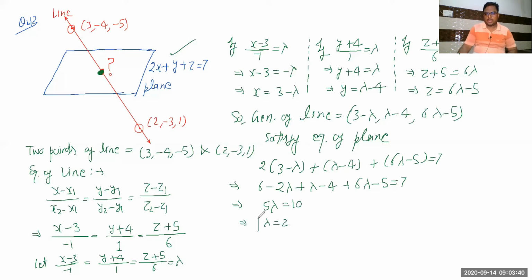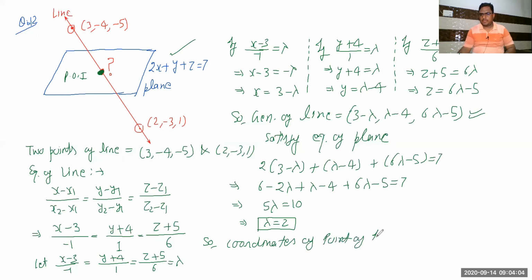So we have got a specific value of lambda, which is actually representing the location of the point of intersection. And if we put this value of lambda into the general point, it will give us the coordinates of the point of intersection. Now put the value of lambda here. It will give you 3 - 2, 2 - 4, and 12 - 5. That is, it is becoming (1, -2, 7), which is the answer for this question.